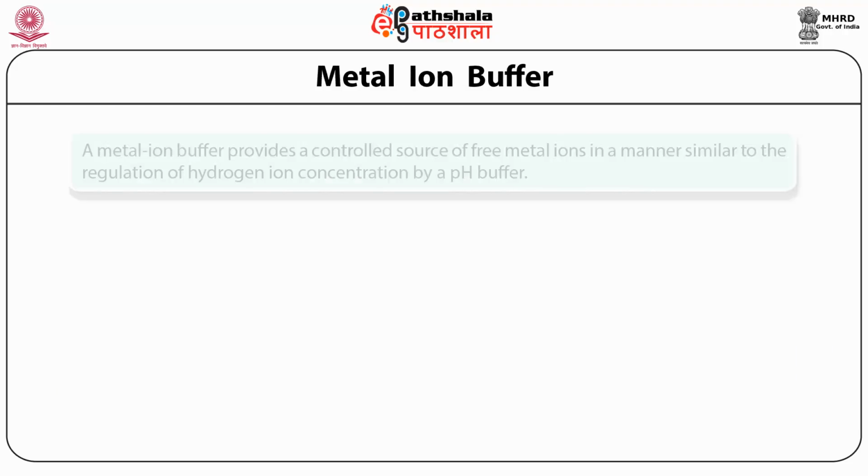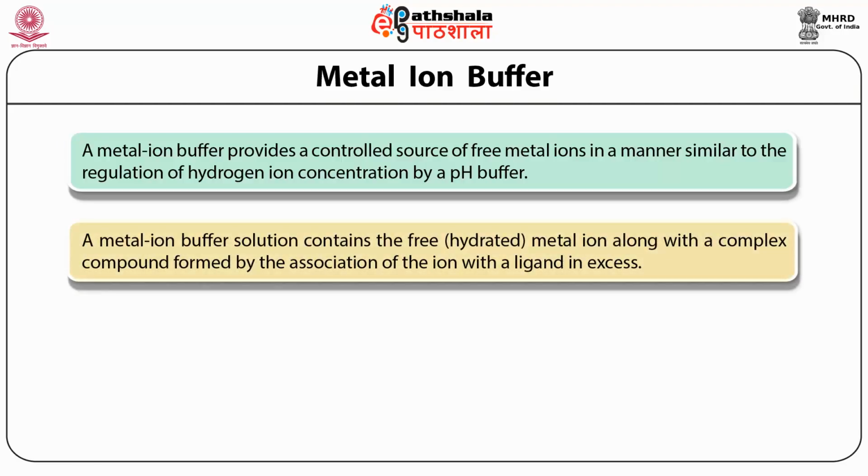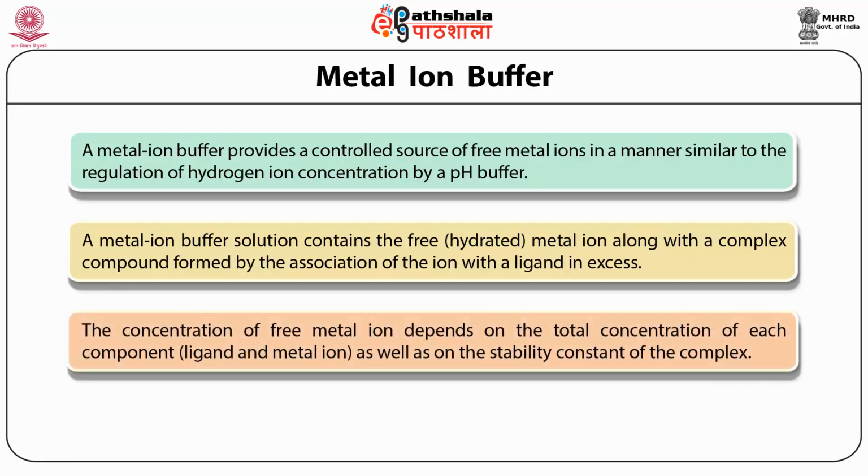Metal ion buffer. A metal ion buffer provides a controlled source of free metal ions in a manner similar to the regulation of hydrogen ion concentration by a pH buffer. A metal ion buffer solution contains the free metal ion along with a complex compound formed by the association of the ion with the ligand. The concentration of free metal ion depends on the total concentration of each component, that is, ligand and metal ion, as well as on the stability constant of the complex.